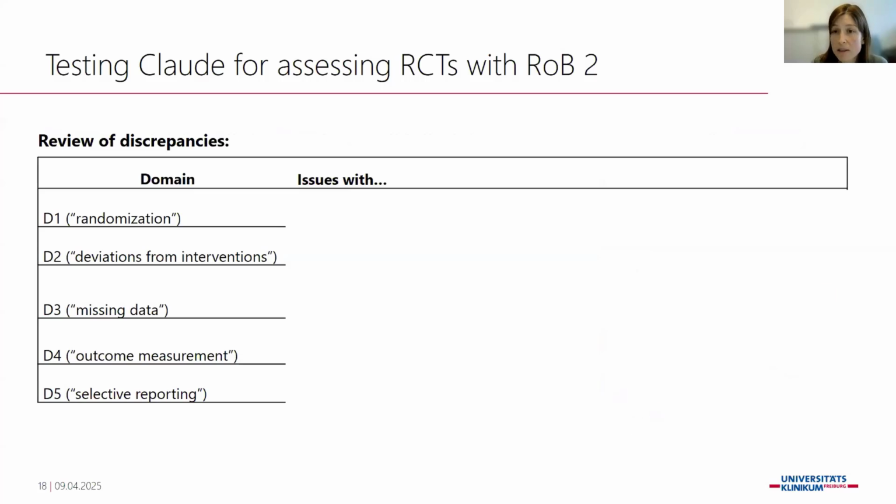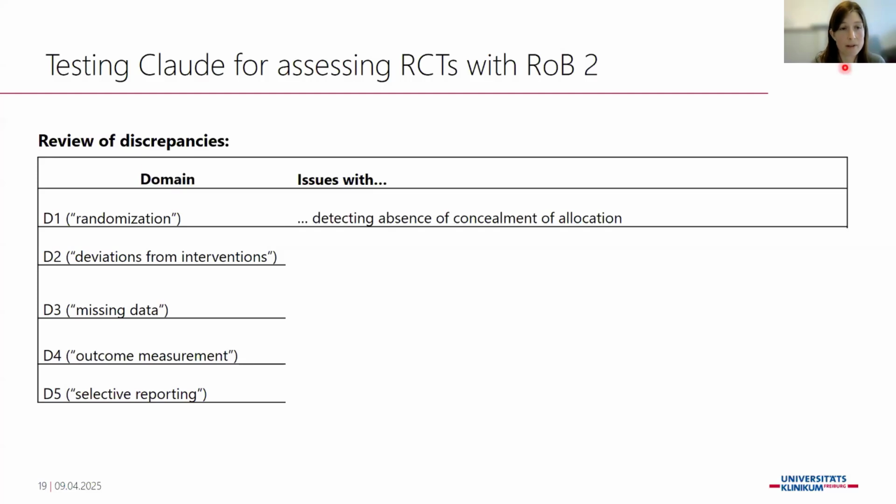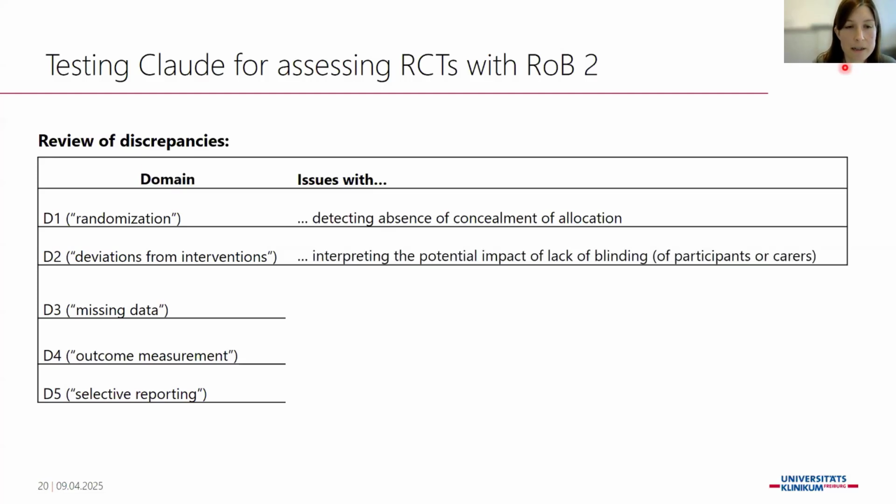What we also did is that we prompted Claude to produce a justification for each of its assessments at the domain level. So this is why we could also manually review the discrepancies. And I hope that it will be interesting for you to see where the problems were. So we had, for example, with randomization, a problem that Claude was often not able to check the lack of allocation concealment, or also to detect that information is missing on allocation concealment.